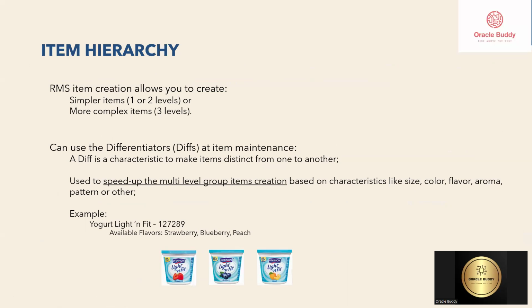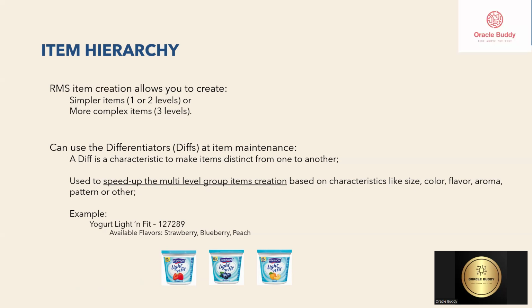Next, let's talk about the item hierarchy. RMS item creation allows you to create simple items with one or two levels, or more complex items with three levels. We can use differentiators and diff sets in item maintenance. A diff is a characteristic that makes items distinct from one another. It is used to speed up the creation of multiple grouped items based on characteristics like size, color, flavor, aroma, pattern or others. Let's go through an example here.